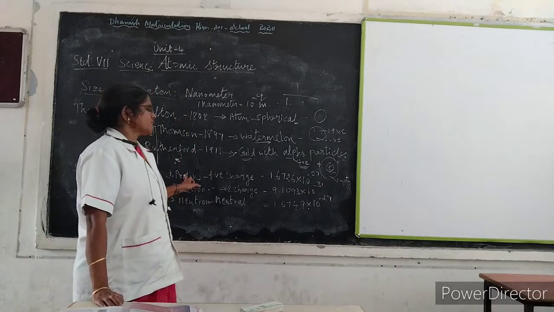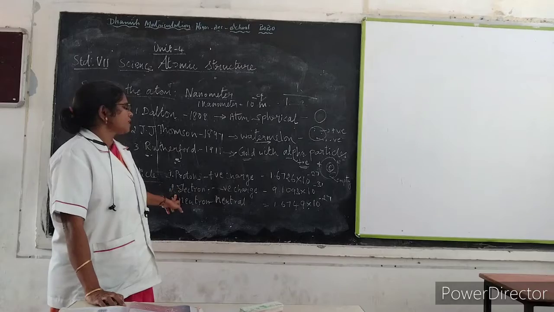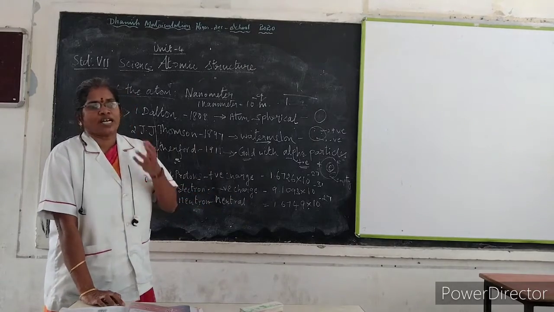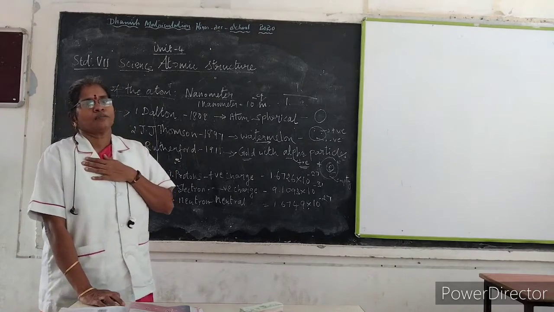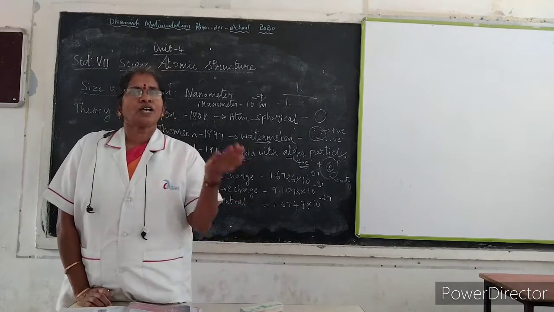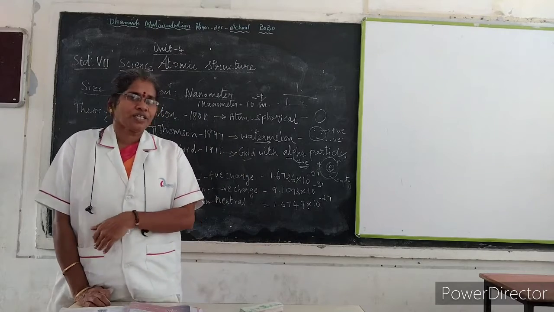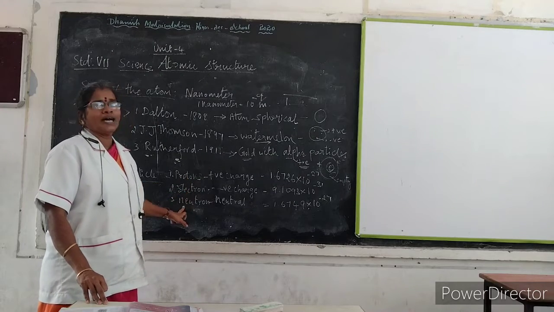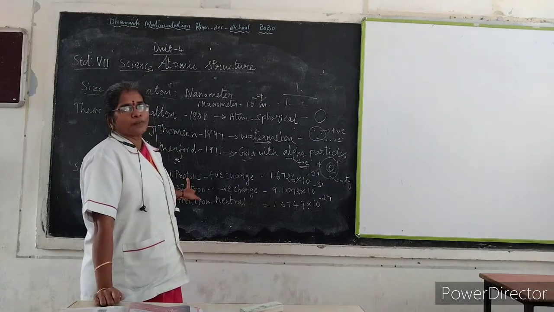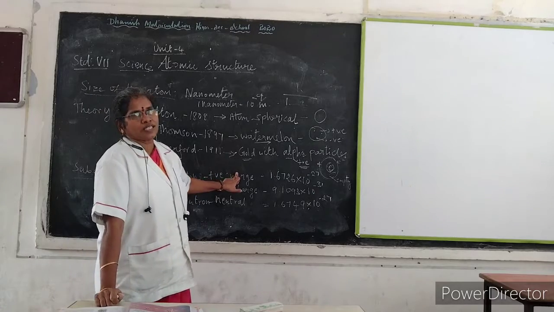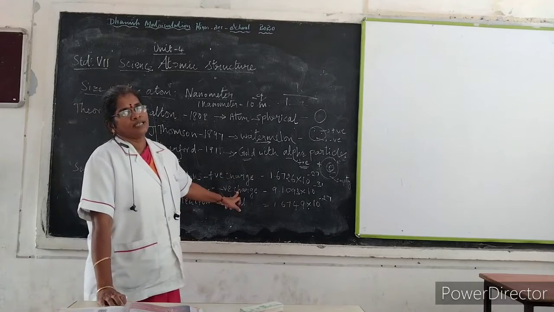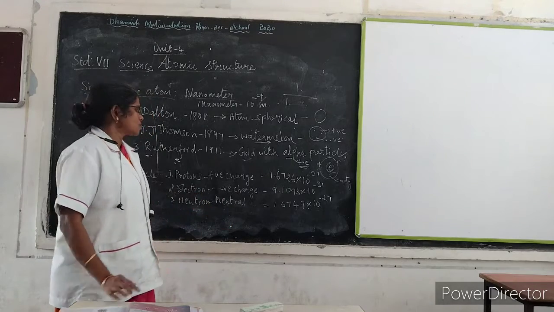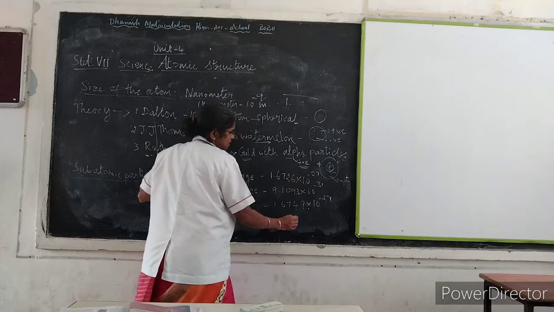Okay. So proton has positive charge, electron has negative charge, and neutron does not have any charge. That means it is neutral. Neutral means it has neither positive charge nor negative charge. Clear, children? So there are 3 subatomic particles: proton, electron, and neutron. The charge for proton is positive, the charge for electron is negative, and the charge for neutron is neutral. So coming to the mass of these particles.